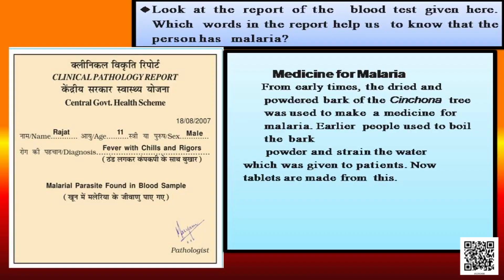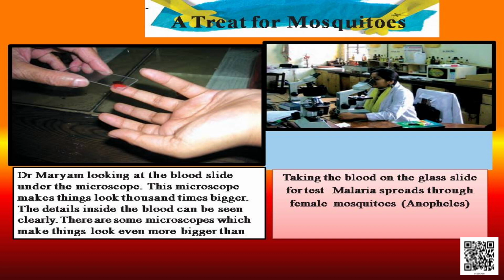So, chills with rigors. You could see very clearly there is a report of the blood test given there, and which words in the report help us to know that the person has malaria. Now it is written very clearly that malarial parasite found in the blood sample. So from the report it is very clearly evident that you have got malarial parasite in your blood sample. So that tells us that in your blood sample there is the parasite for malaria, and so you are affected with malaria. So that is how you could know from a clinical pathology report very clearly whether you are suffering from the disease or not.